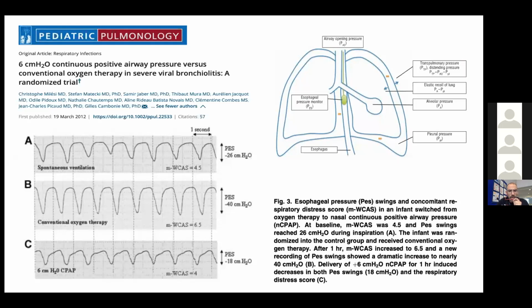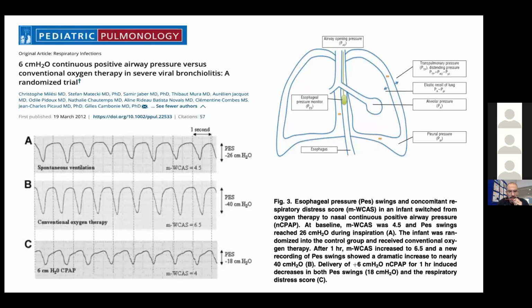Right. So if you ask me what's the minimal amount of CPAP that we need to apply, I said 6. It's not a random number. It's been studied. So 6 is the minimum amount of nasal CPAP that you should apply to avoid the collapse of the small airways.